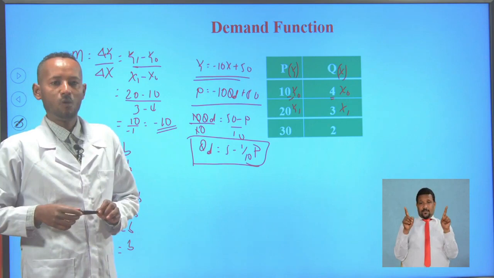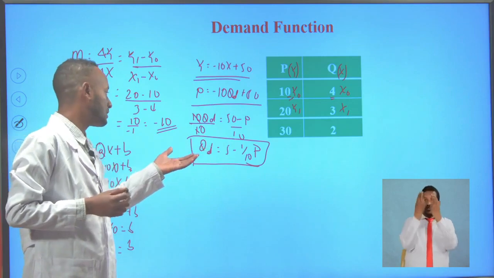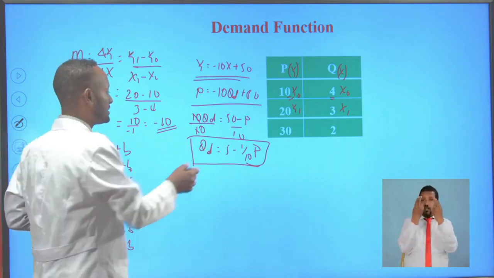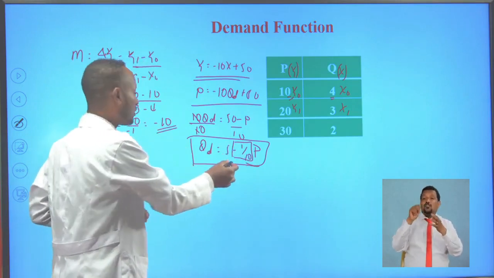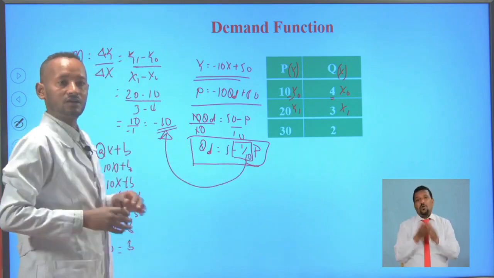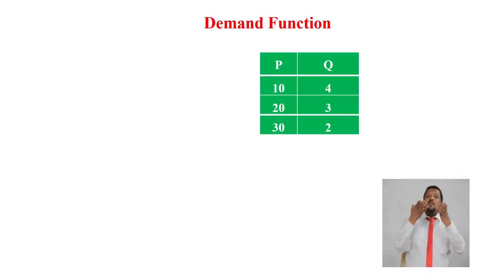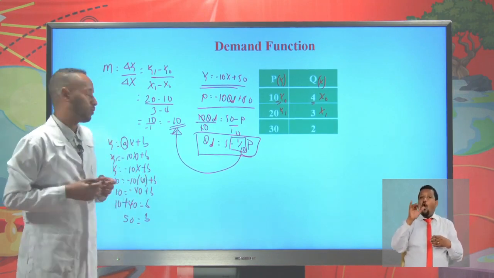But simply by watching, we can identify the slope of the demand function from the given demand function. How can we do it? The slope of the demand function is the reciprocal of the coefficient of price. The coefficient of price is minus 1 over 10, and the reciprocal of minus 1 over 10 is minus 10. So we can identify the slope of the demand function simply by watching the given demand function, because the slope of the demand function is the reciprocal of the coefficient of price. This is important information for the calculation of the price elasticity of demand using the point formula.